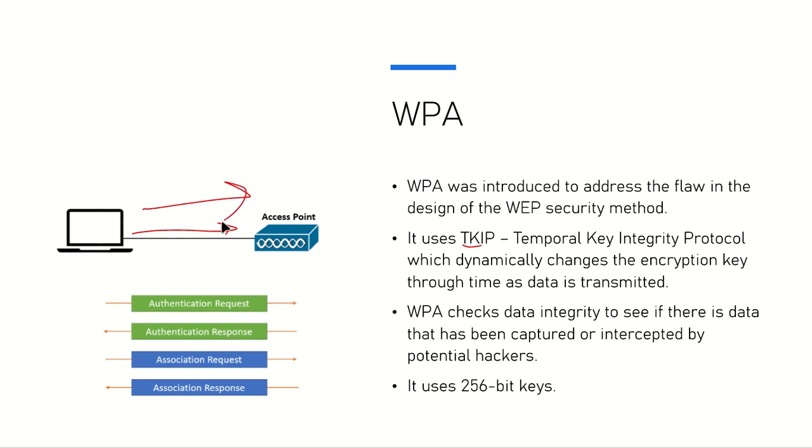The next time I send a message, a different key is used. So even if you intercept one, you do not have access to the others because it changes every time. And this key is a 256-bit key, so a different key is used each and every time.